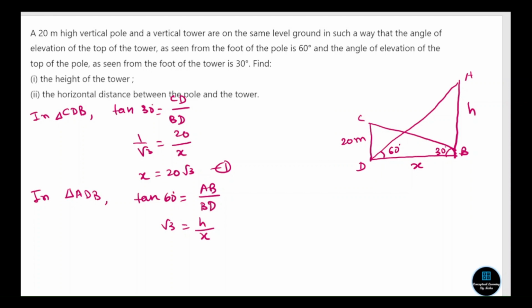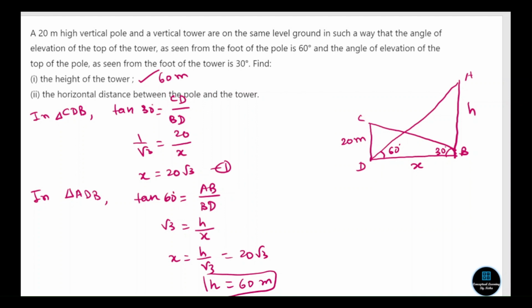h is equal to x by root 3. If I substitute the value of x as 20 root 3, so this is nothing but 20 square root of 3, I'll get directly the value of h. h is equal to how much? If I multiply this by square root of 3 and 20, we'll get 3 times 20, which is 60 meter. So the height of the tower, the first answer we got, is 60 meter.